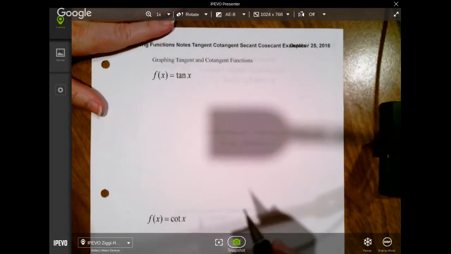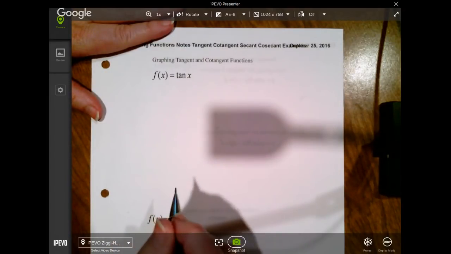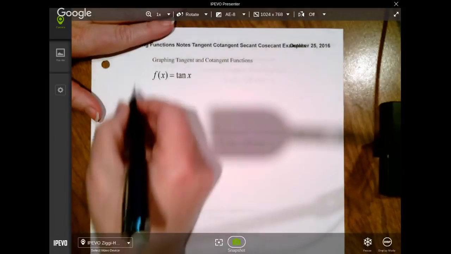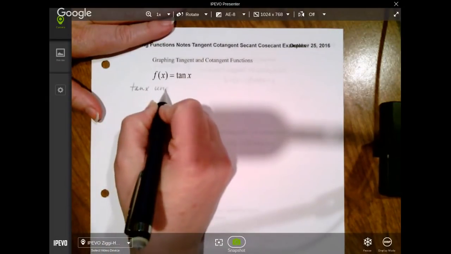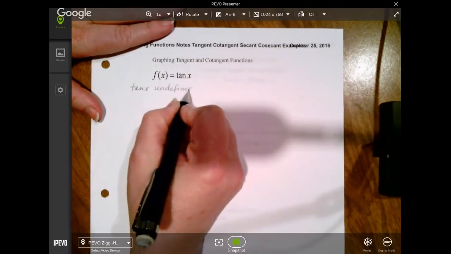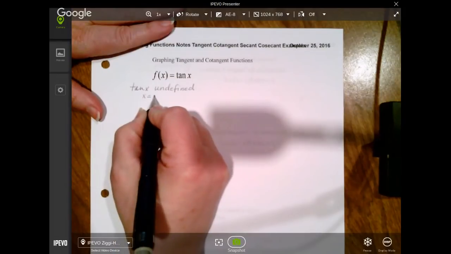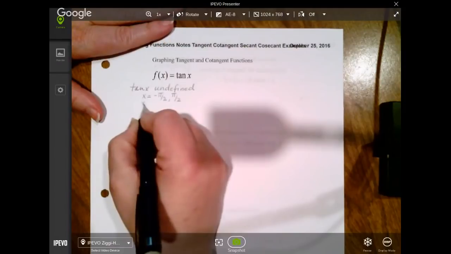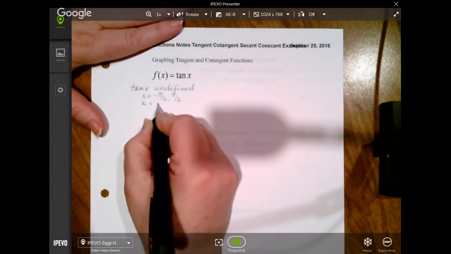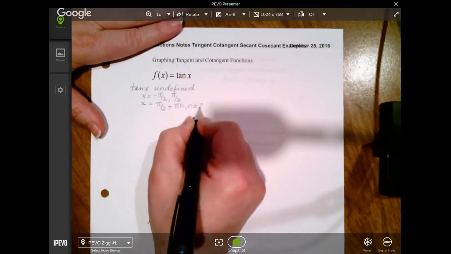And in class, in small groups, you worked out how to come up with the basic tangent function. So let's just talk about what results you got. When you found out that the tangent of x was undefined, you found out that those happened at some specific points, like x equals negative pi over 2, pi over 2, and you could have done it generically as x equals pi over 2 plus pi n, n an element of the integer set.